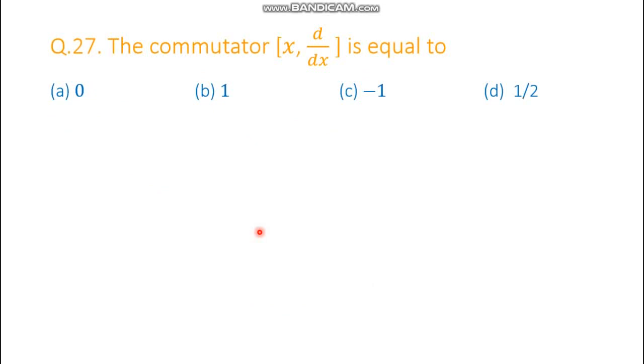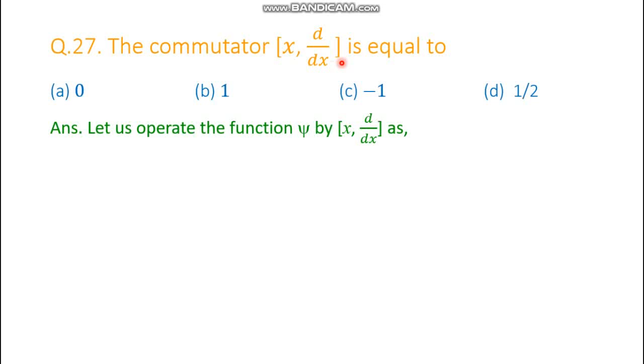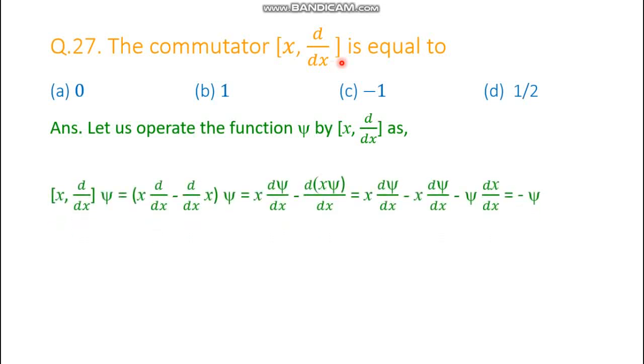Next, question number 27. The commutator of x and d/dx is equal to what? So let's derive the answer. Let's operate on the function psi by this commutator of x and d/dx, and the result, if you expand this, is x d/dx minus d/dx followed by x. We are operating this on psi, so this means x dpsi/dx, and this means d/dx of x psi. So here x dpsi/dx minus d/dx of x psi.